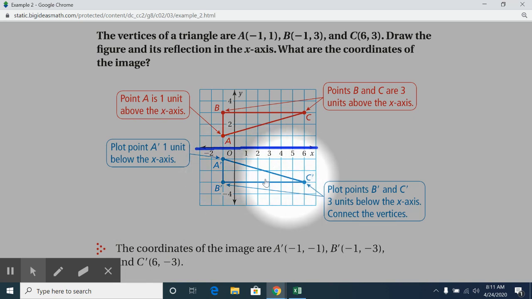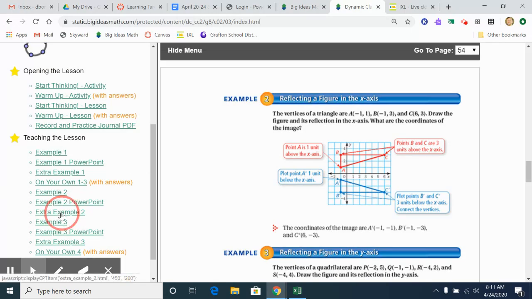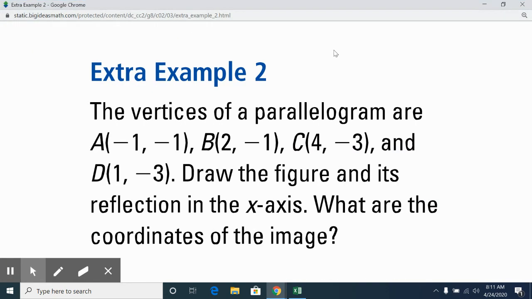And then we can draw our image after we figure out what our new coordinates would be. All right, so that's how we reflect. That's the easiest way to do it. So using the x-axis, we change y to its opposite. So I'm going to do this same type of example. I'm just going to draw them out for you.